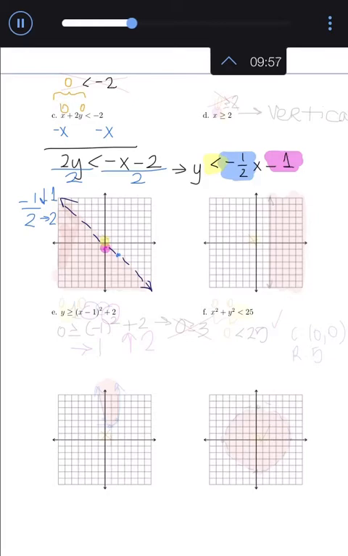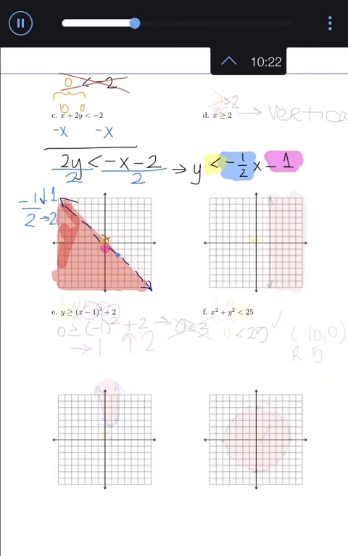Is 0 less than negative 2? Absolutely not. So the point 0, 0 does not work, which means we have to shade the other side of the graph. So we're going to be shading the lower side of the graph. And we are done. That's it.